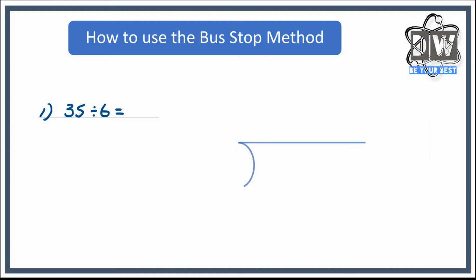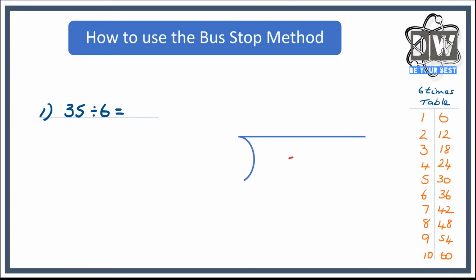So here we go, 35 inside the bus stop. We've done our 6 times table outside, and we put the 6 there. Now, we're going to look here and we're going to say, okay, remember what we did last time. How many 6s go into 3? They don't. So we put a 0 and we carry across a 3 because there's 3 remainders. 6 times 0 is 0. So we're 3 away. We've got our 3 remainders that move across.